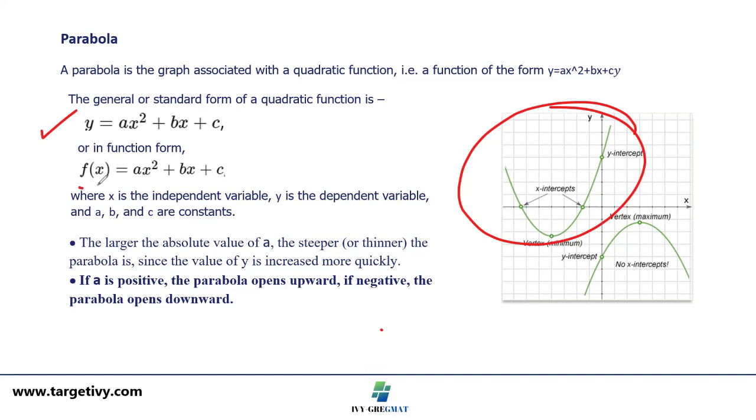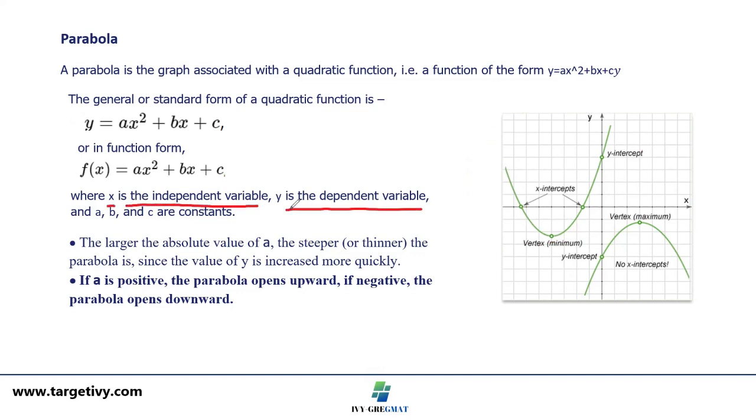If this is the form, then the graph will either plunge like a bowl or form a mountain like this, where x is an independent variable, y is a dependent variable because y depends on whatever x is changing, and a, b, c are constants.